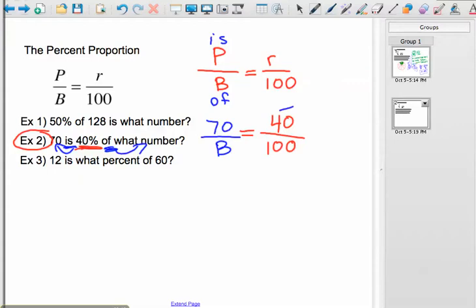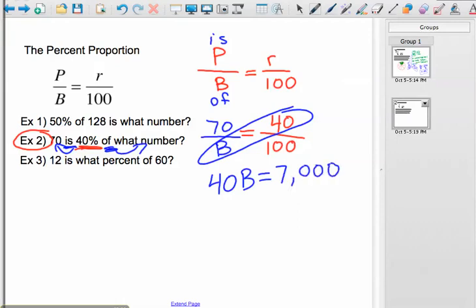So we cross-multiply the means times the extremes, or we set the product of the means equal to the product of the extremes. We get 40b equals 7,000. Okay? And then we divide both sides by 40. And I'll let you try to calculate that. I think you can do it.